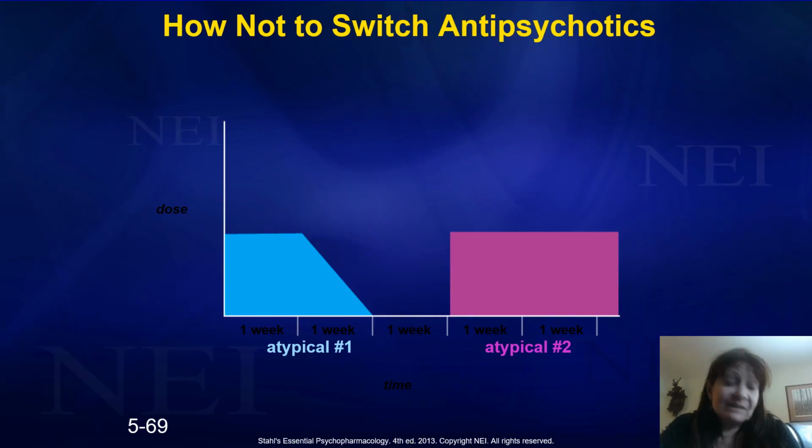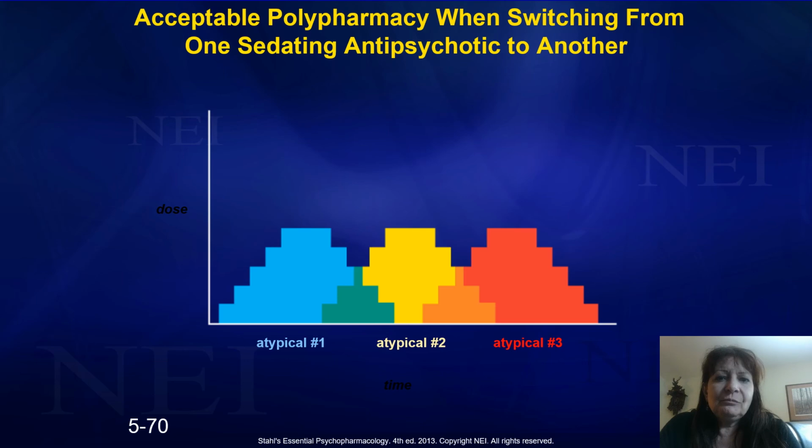This is how not to switch. You don't stop one and wait a week and start another one. Don't do that. This would be an acceptable polypharmacy, switching from one sedating antipsychotic to another one. You would cross-titrate each drug over a period of a week.